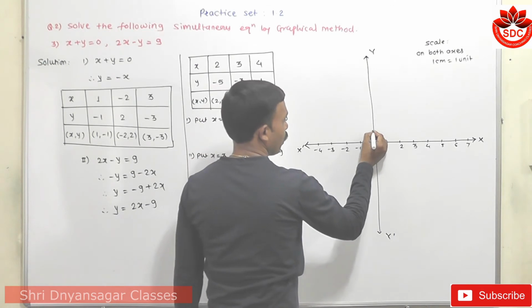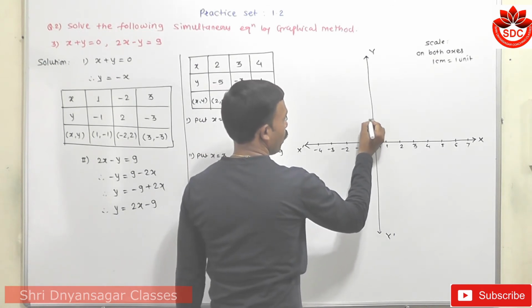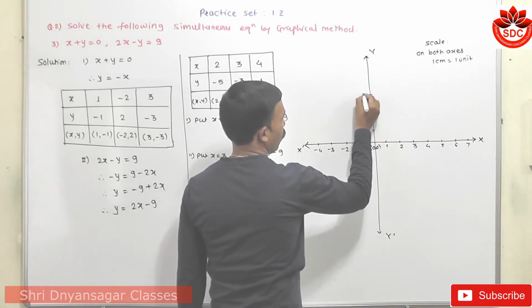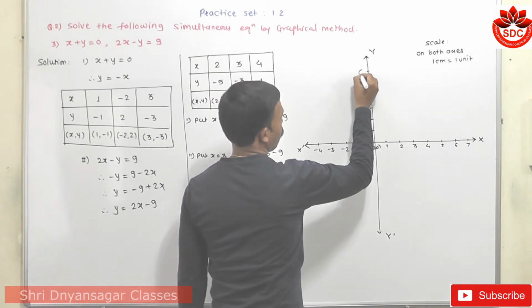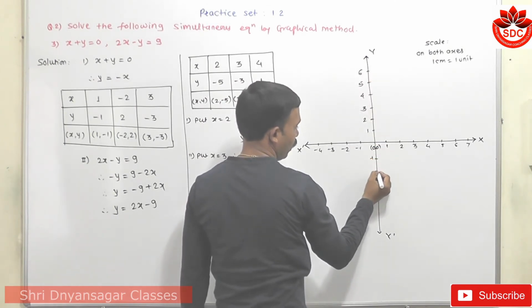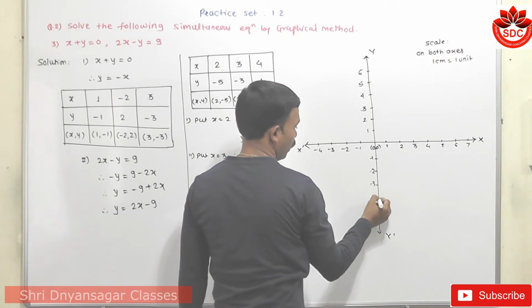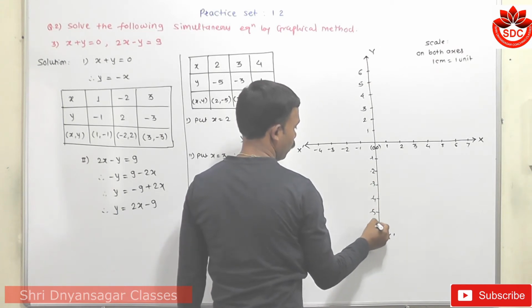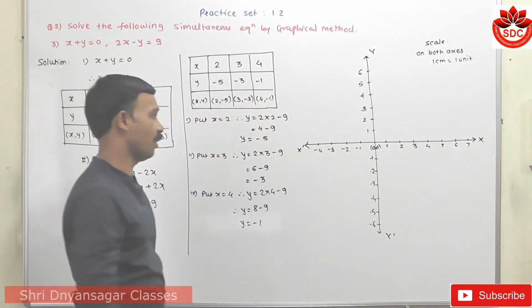Here is 1, 2, 3, 4, 5, 6. Here is minus numbers 1, 2, minus 3, minus 4, minus 5, minus 6, etc.